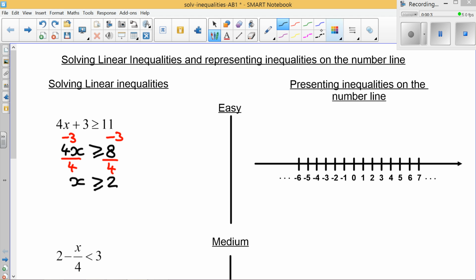To represent that on the number line, the solution says x is equal to 2. So starting at the 2 on the number line, that must be a solid dot. And x can take on any value greater than 2. So starting at the 2, x can take on any value following that line in that direction.